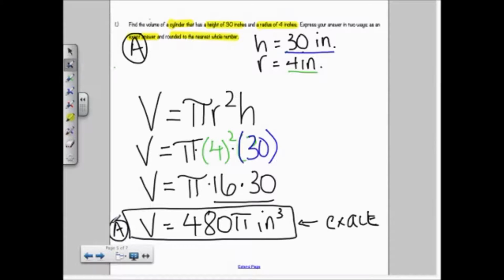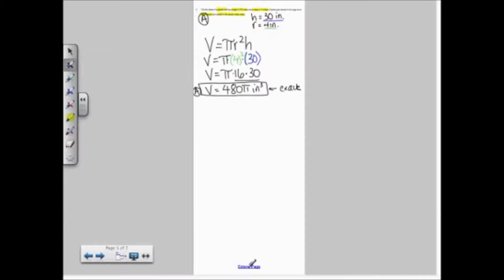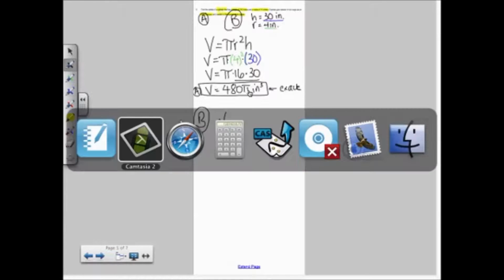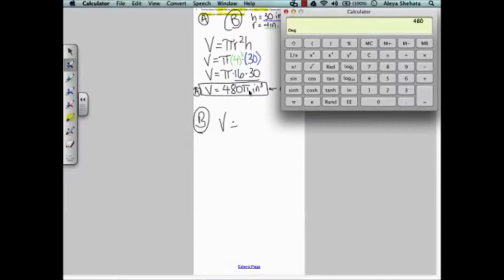But it also asks you to find the answer rounded to the nearest whole number. So we'll call that part B, and I'm going to have you figure out what this answer is rounded to the nearest whole number. So what you need to do is grab your calculator and literally just type in what this says, 480 times pi. So on your calculator, let's figure this out. 480 times, this is what my pi button looks like right here. Make sure you get 3.14159, and so on and so forth, when you press it on your calculator. Press enter.